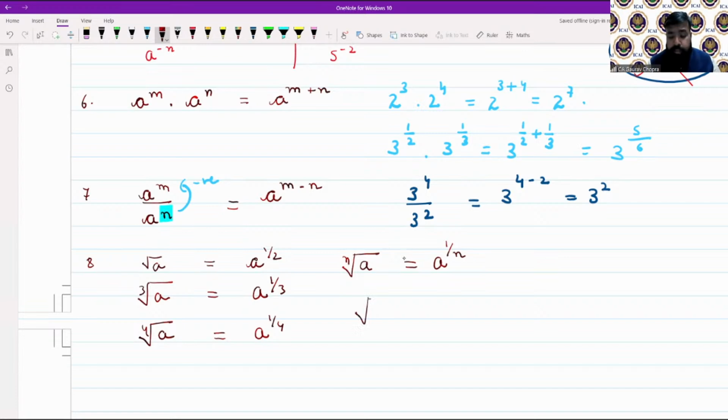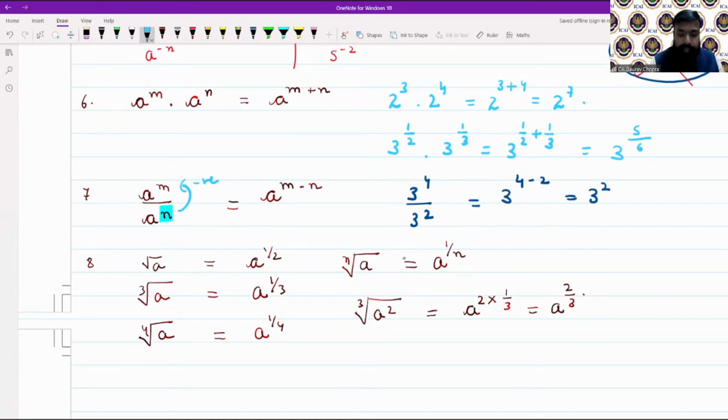Now what if it is written as a square and then cube root? Cube root of a square. So it can be written as a to the power of 2, and for cube root we can write 1/3. So it can be written as a to the power of 2/3.